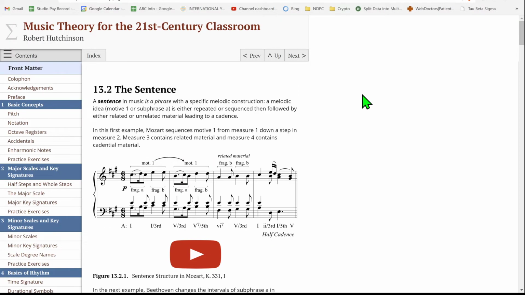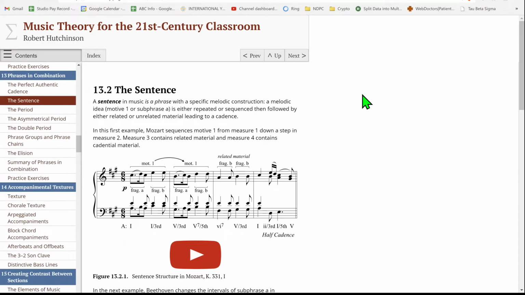Okay, sentences. All right, what's a sentence? Well, a sentence is different than a phrase. Okay, so this is a very important distinction. Regular phrases are divided into an antecedent and a consequent, which hopefully I'll have time to talk about here. I've got to go quick because I've got a lesson soon.